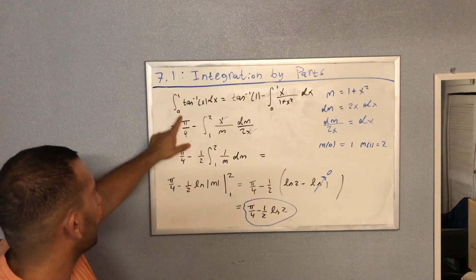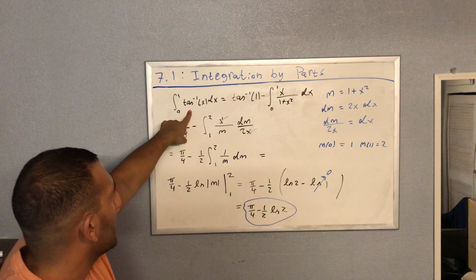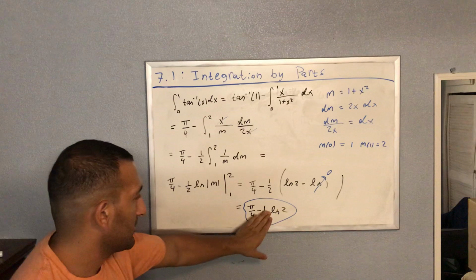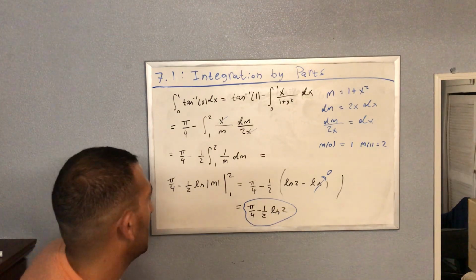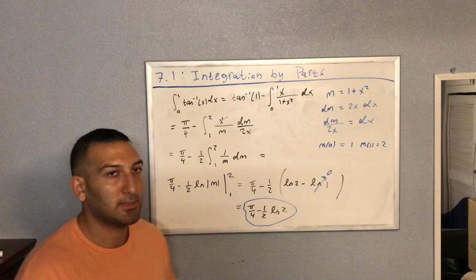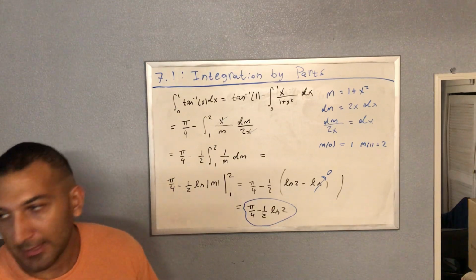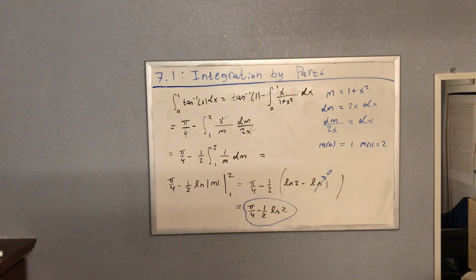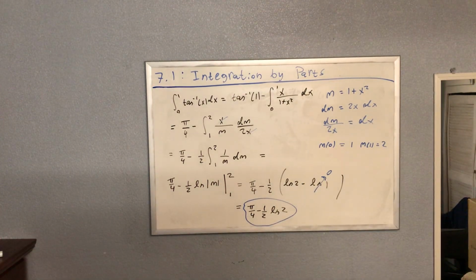And that's the value of this definite integral. So the integral from 0 to 1 of tangent inverse is equal to that. And so we had to use both integration by parts and substitution to do this. So this is starting to get kind of lengthy, but expect more lengthy problems to come.